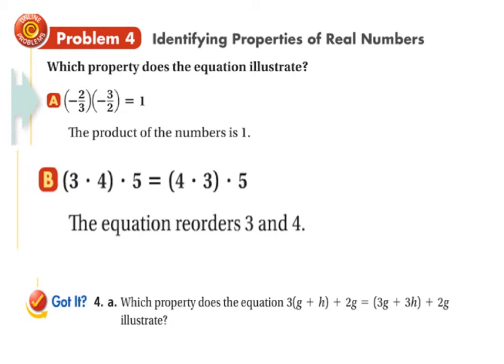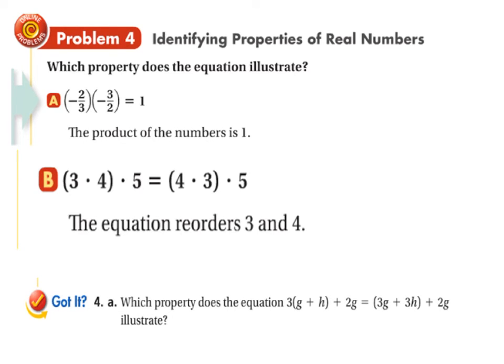In the first example, multiplying negative 2/3 by negative 3/2 to get a result of 1, that would be our reciprocal property, otherwise known as the multiplicative inverse. And in example B, notice how they reorder the 3 and the 4. Reordering things, that's the commutative property. Sometimes people get confused with that one because it has the parentheses in there. And again, that's done intentionally to make you have to think about it. But it's not associative, it is commutative because we're just rearranging the 3 and the 4.